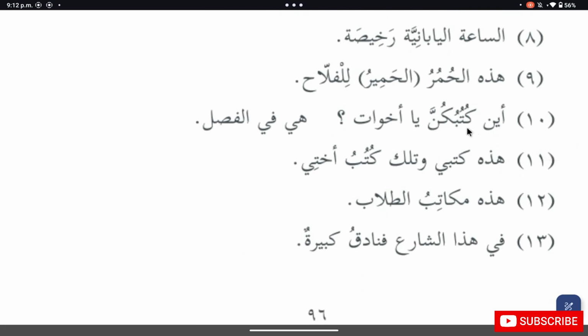أين كتبكن يا أخوات? Where are your books, oh sisters? هي في الفصل, they're in the classroom. هذه كتبي وتلك كتب أختي. These are my books and those are the books of my sister.